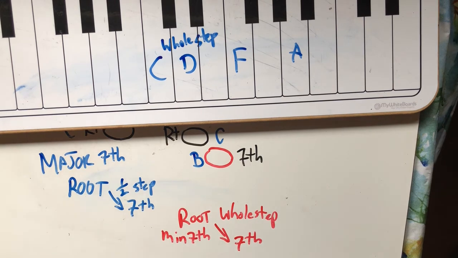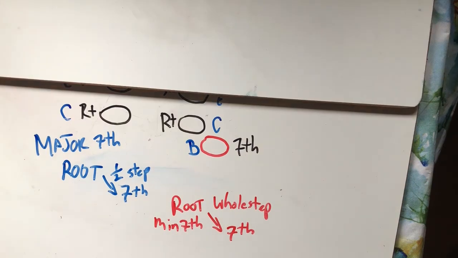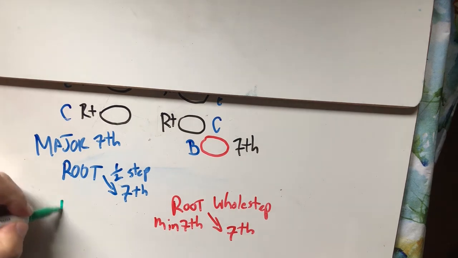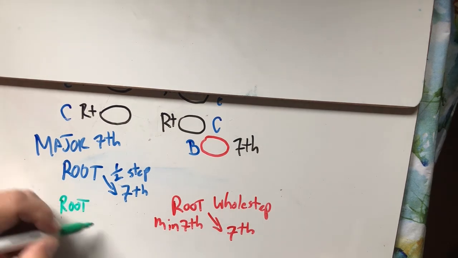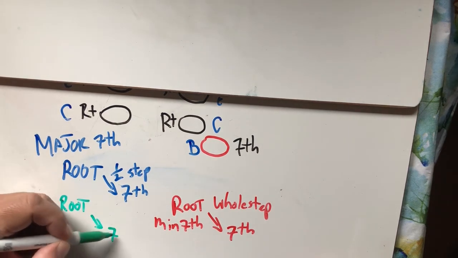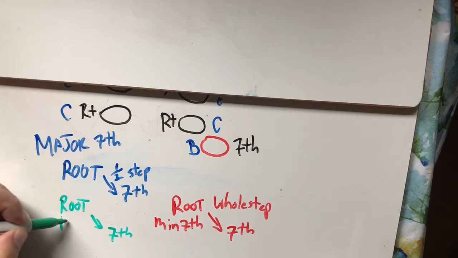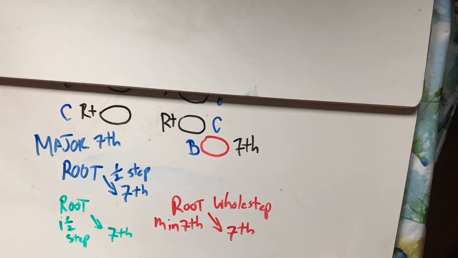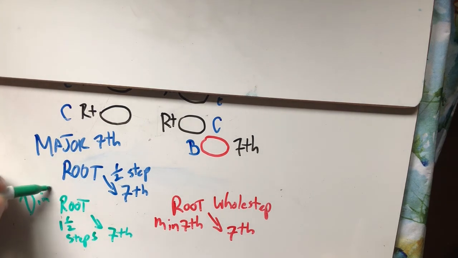Okay? Could we go down further? Technically, you can keep adding as many flats or whatever you need to the notes to keep separating them. So if for some reason you went from your root down to a seventh and you went 1.5 steps, which is 3 half steps, we call that a diminished seventh, right?